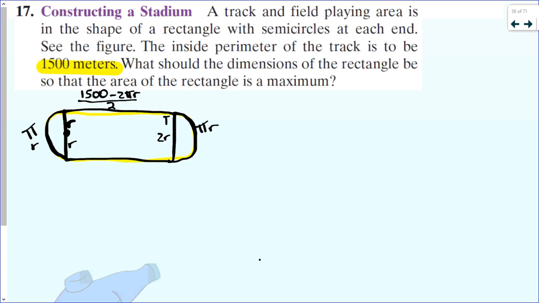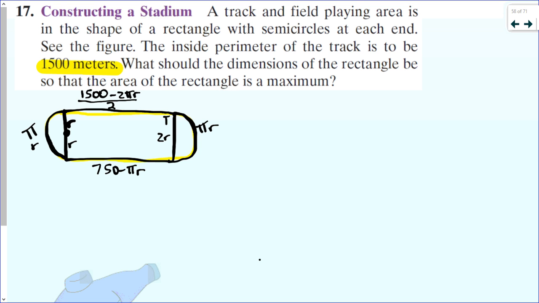Right? So the total we had to stretch around the track minus what we've used already, the 2 pi r, all over 2, because you spread it across two sides. So in other words, it's going to be 750 minus pi r, just dividing both of those terms by 2. Questions on that?